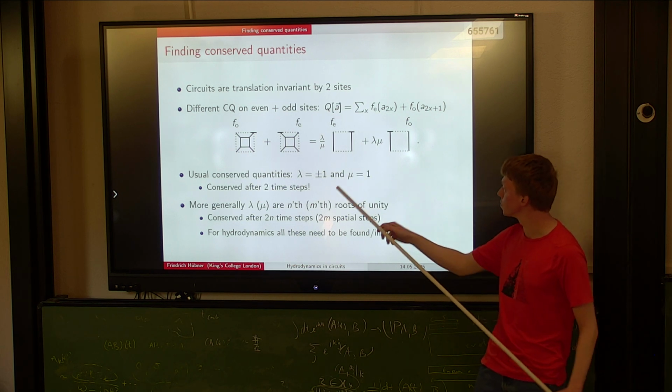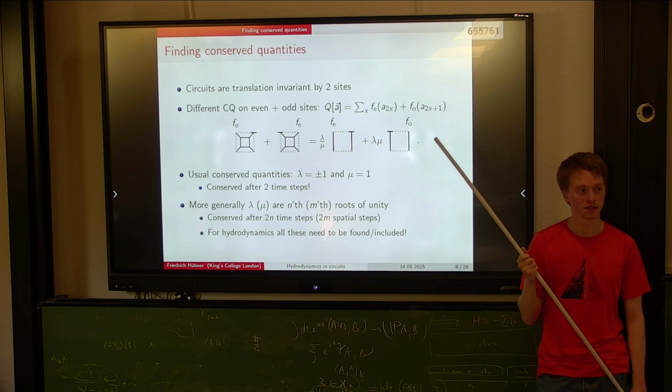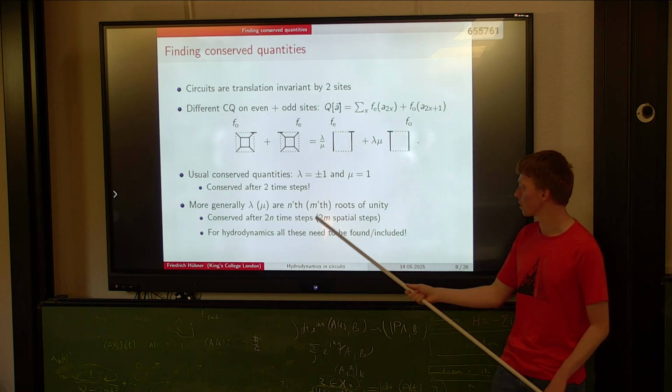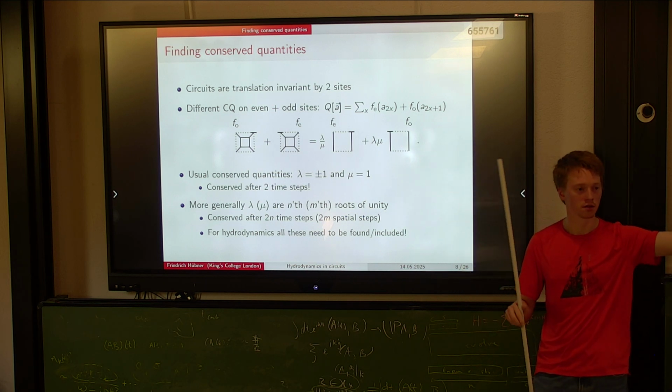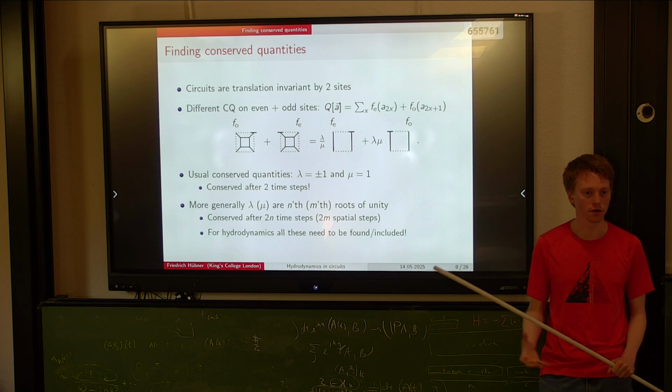But these lambda and these mu's can be, in general, arbitrary units of unity. In this case, there would be conserved quantities that are conserved after, let's say, some 2n time steps. And like for hydrodynamics, we need to take all of these into account.